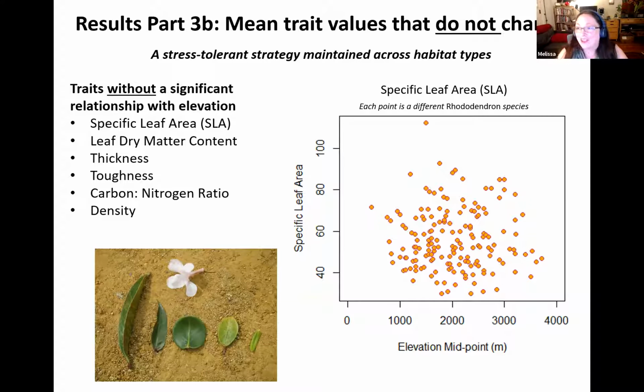This is something that actually has also been observed in other studies of rhododendrons along different elevation gradients, also in different parts of the globe. Other traits that were also not significant included things like leaf dry matter content, thickness, toughness, and carbon nitrogen ratio, as well as density.